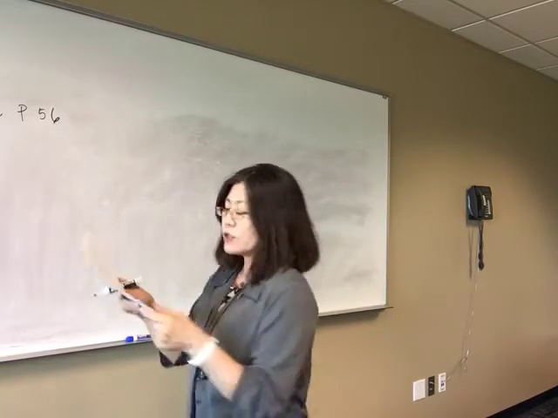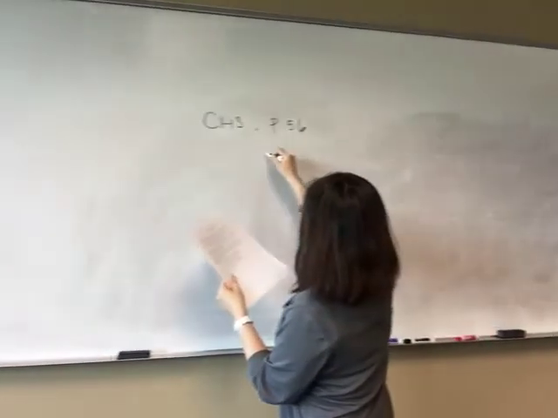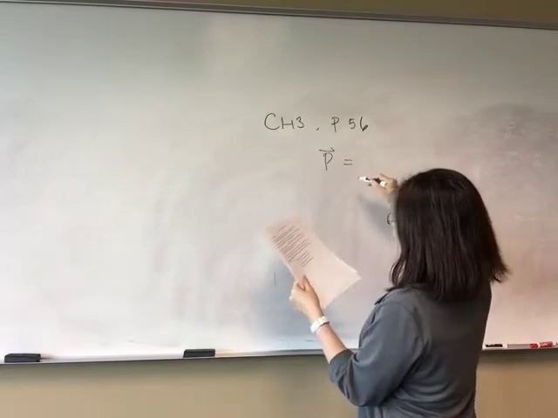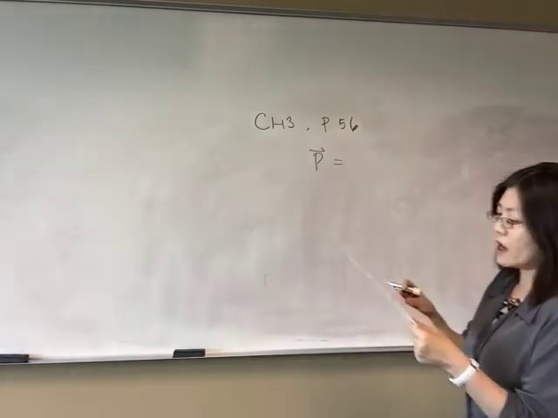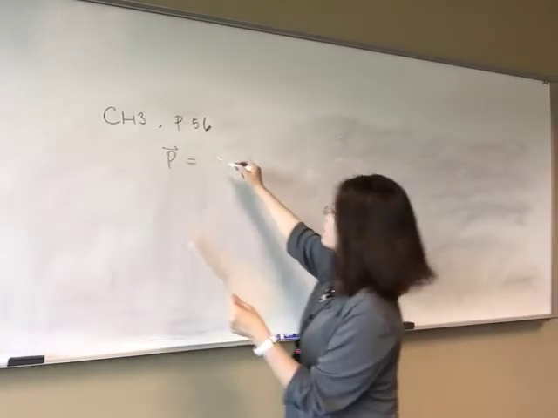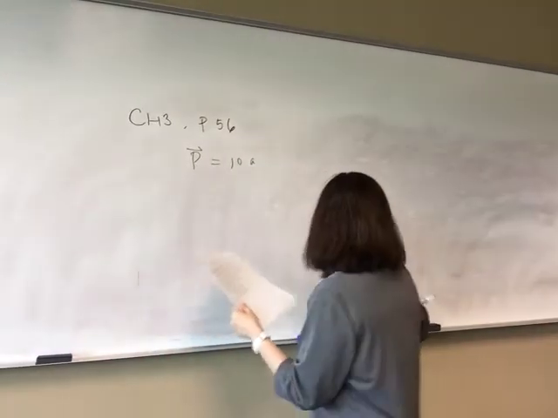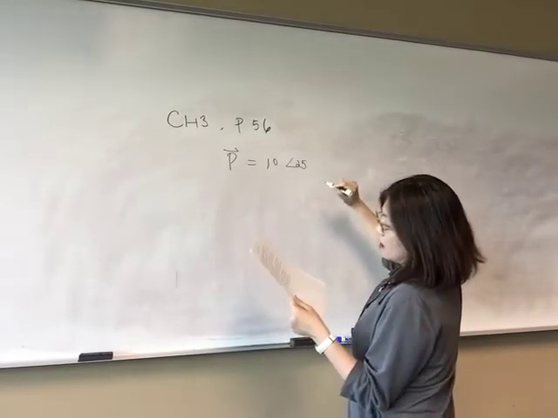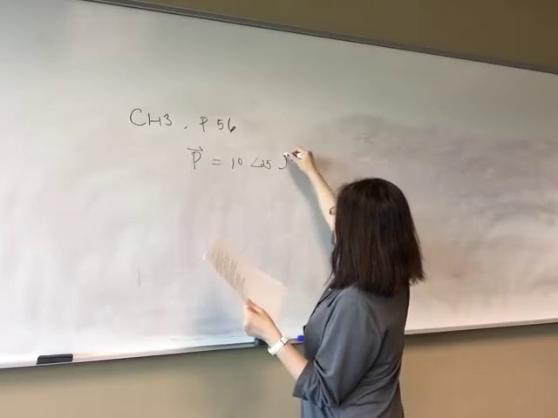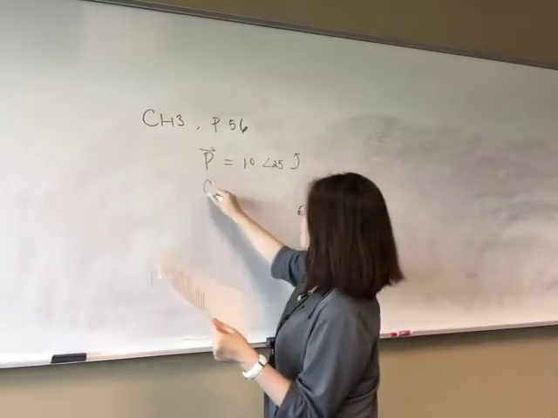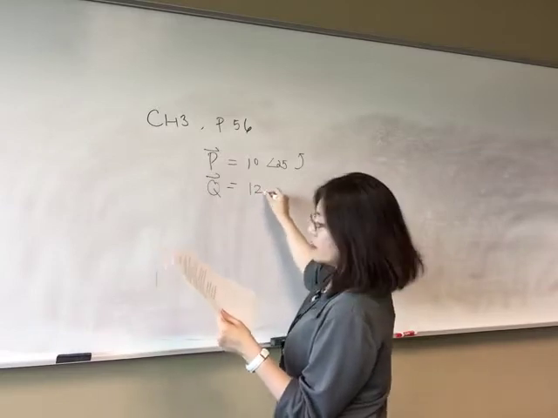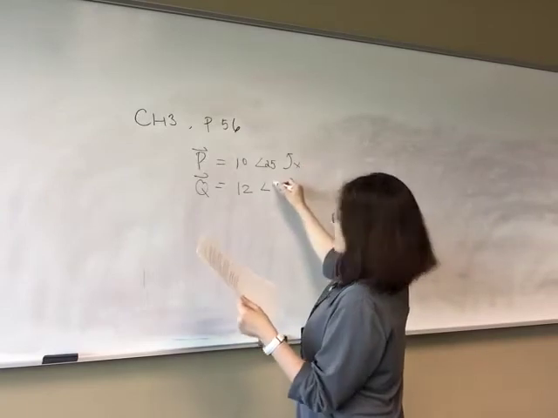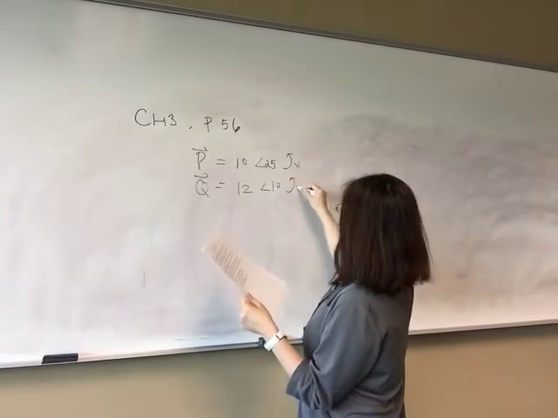So we have vector P, that is 10 meters at 25 degrees counterclockwise from the positive x-axis. I'm just going to use this symbol for the angle. And then your Q is 12 meters and 10 degrees counterclockwise from the Y.